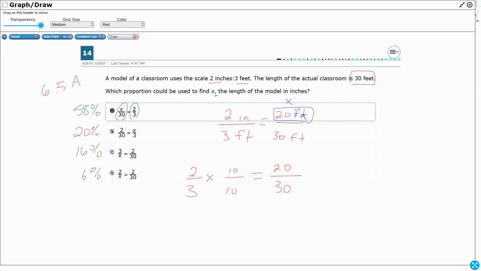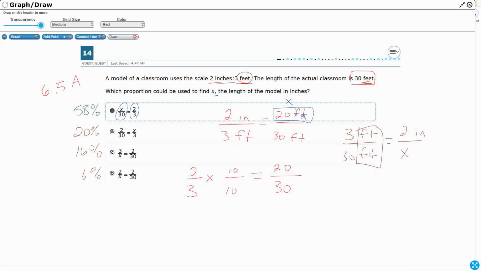So really, this is the key, is matching up. I've got inches, I've got feet, and then my other one is feet, so my 2 feet need to be across from each other. You could also set it up like this. You could also say 3 feet is over 30 feet. That's another option, as long as you keep those together. And then you could have done 2 inches is over X. That would also get you the same thing.